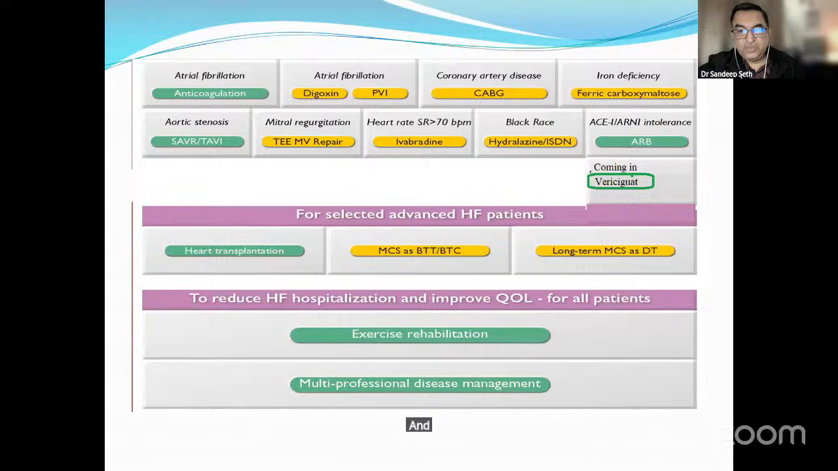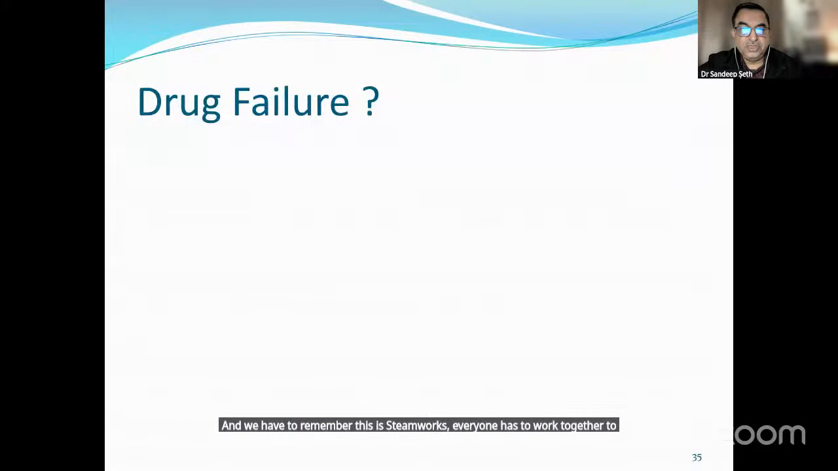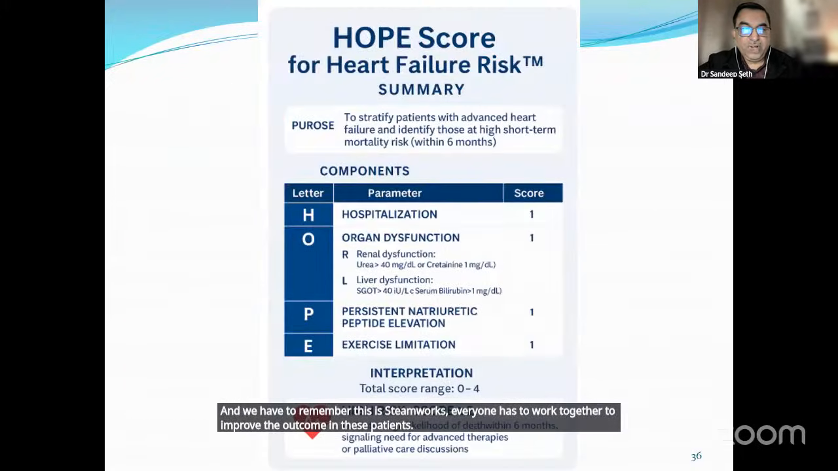And this is a question which was asked on the chat boxes. Lifestyle changes. So exercise rehabilitation is very important. And we have to remember this is teamwork, so everyone has to work together to improve the outcome of these patients. Now, what happens if drugs fail?